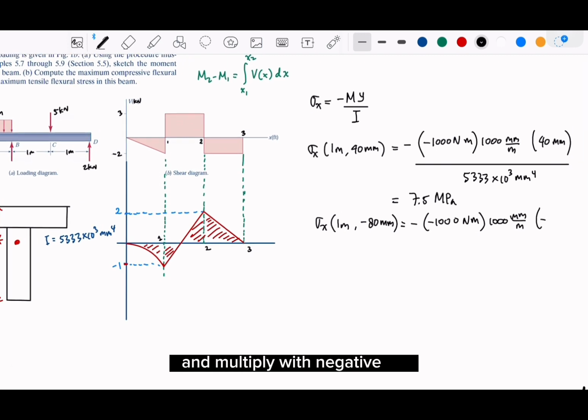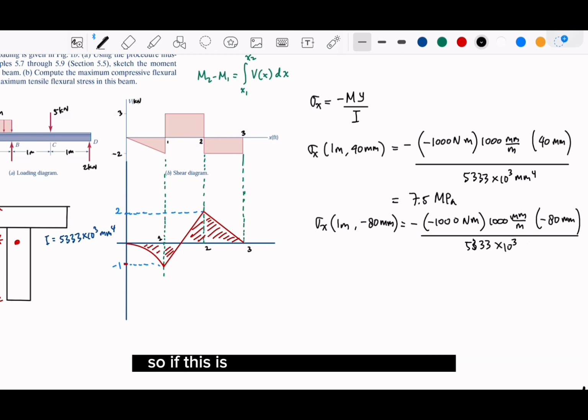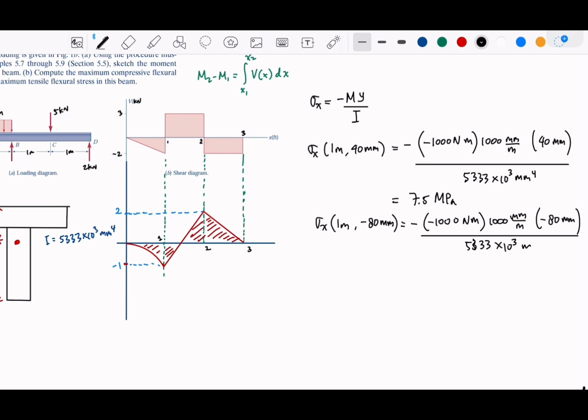And then multiply with negative 80 and divide by inertia. So if this is going to be in one question, this is going to be a really long, tedious solution. So this will be equal to negative 15 MPa.